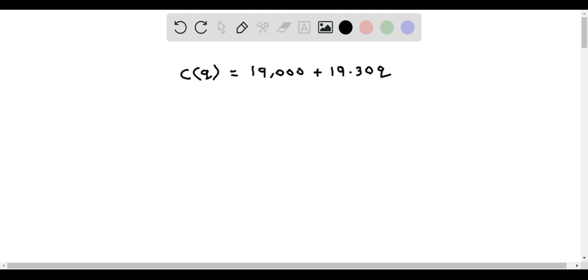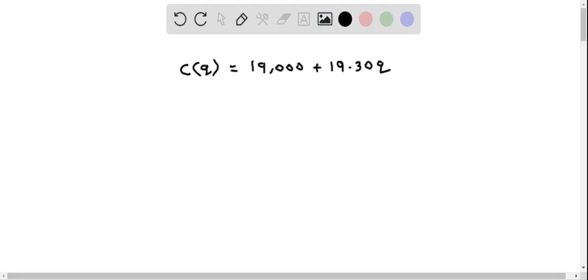The total cost to produce Q items is given by this total cost function. C of Q equals 19,000 plus 19.3 Q. And we first determine the total cost in producing 700 items. So therefore, we plug in Q equals 700 into the total cost function.